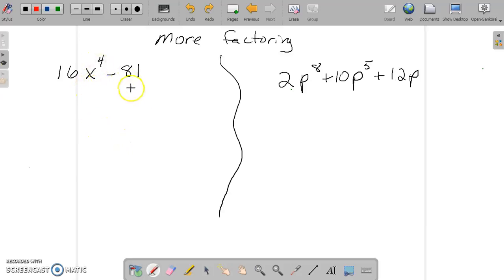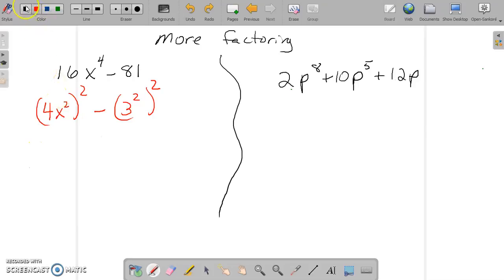Okay. So in this problem here, this is really the difference of two squares. It really is. So if you can rewrite this as 4x squared, that's a perfect square, minus 9 squared. And 9 squared is really 3 squared, right? So it looks like this. So this is 81. 3 squared is 9. 9 squared is 81. 4x squared, this is 16x to the fourth.